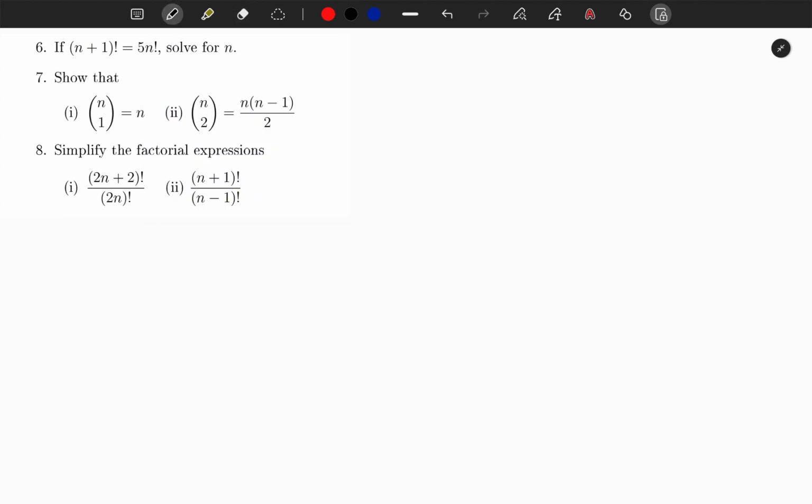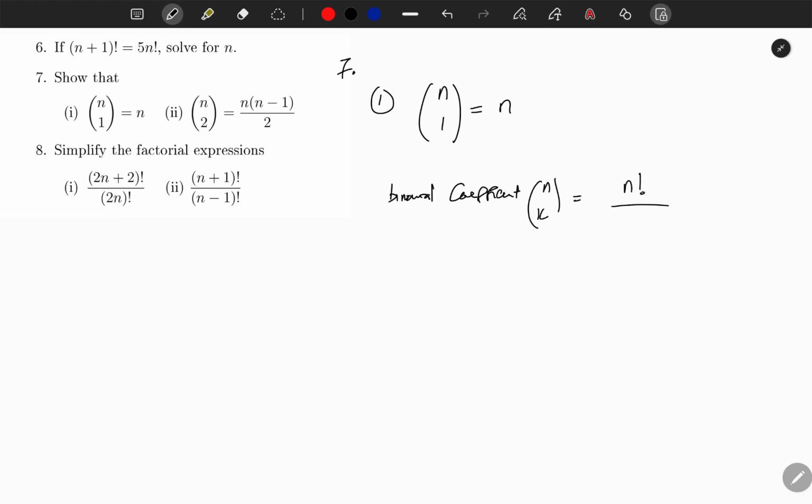I'm going to erase. The next one is question 7. It's saying show that n choose 1 is equal to n. When you see this, it's just a binomial coefficient. You recall that the binomial coefficient, any k can be anything, you can have r, t, it's up to you, is usually given by n factorial over k factorial times (n minus k) factorial. I think you know this. So we do the same here in the same manner.